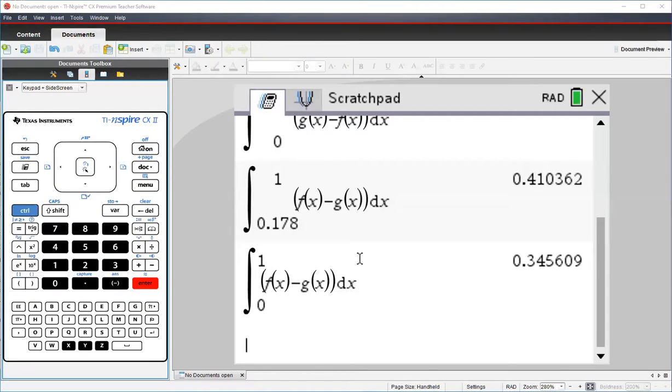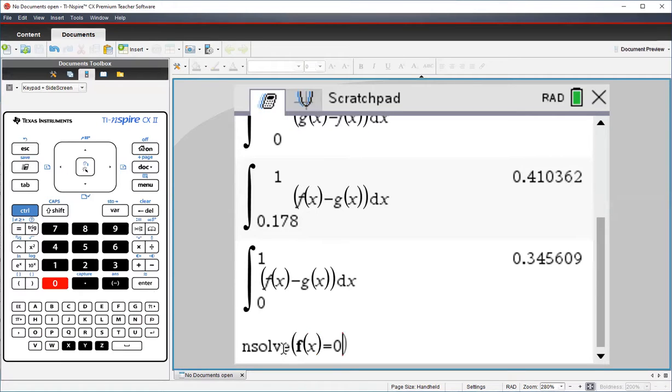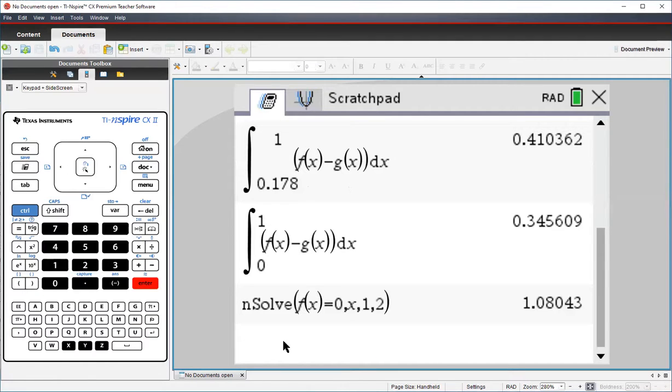All right, and so the first thing I want to do is figure out what is the 0 of f of x that's a little bit beyond there. So once again, I want to solve f of x equal to 0. I want to solve that for x, and I want the value that's somewhere between 1 and, let's say, 2. All right, and so it tells me that the x coordinate of that 0 is 1.08. All right, and so that is going to give me everything that I need to know.